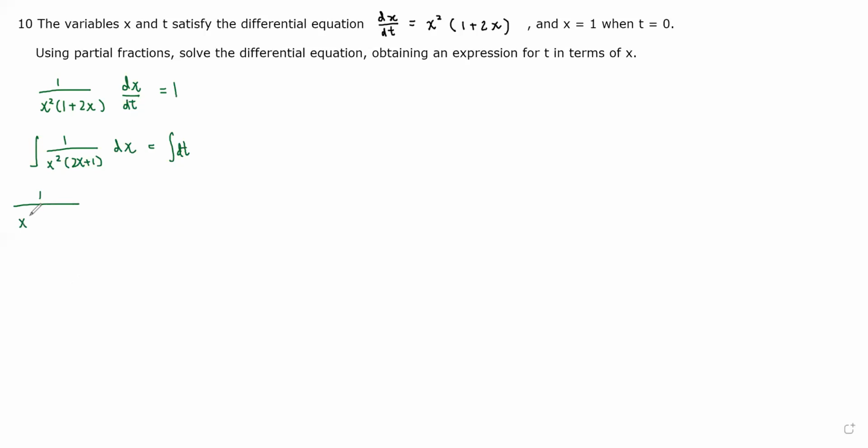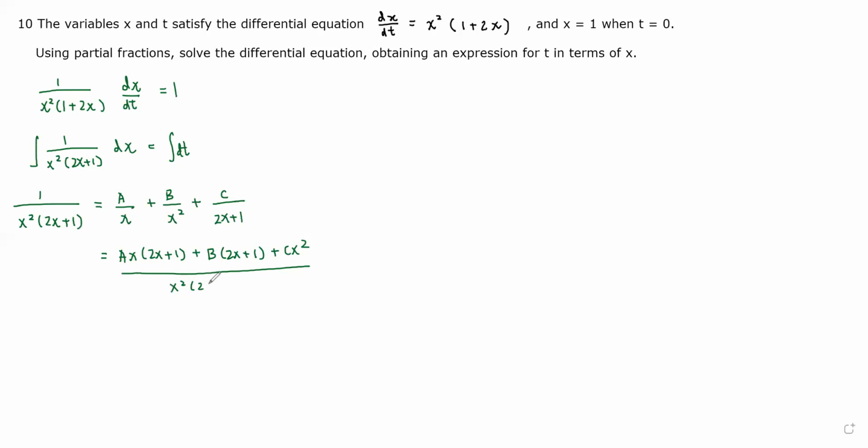So 1 over x squared, 2x plus 1, can be written as a over x plus b over x squared. This is a repeated linear factor, so just be careful a bit. And c over 2x plus 1. And we can write this as ax, 2x plus 1, plus b, 2x plus 1, plus cx squared, all over x squared, 2x plus 1.